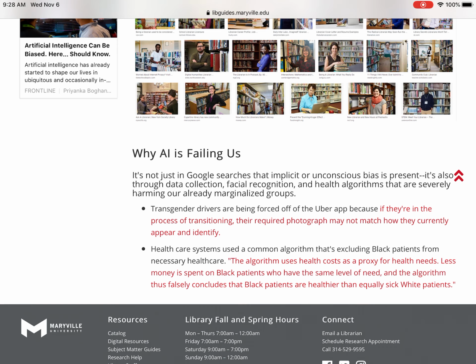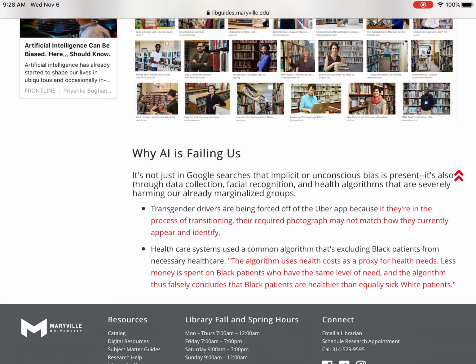We also see this with artificial intelligence in the sense of facial recognition. One example was that transgender drivers are being forced out of driving apps such as Uber because you're required to identify yourself with a photograph. But if your photograph doesn't match what you currently look like, then you're unable to be a driver. And many transgender people, as they go through a transition, might not look the same as they looked previously.